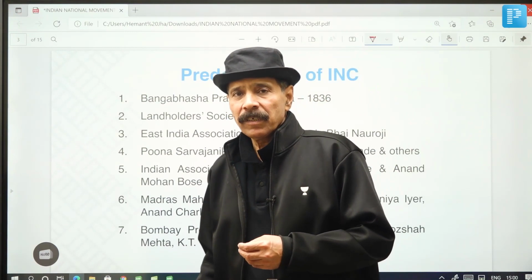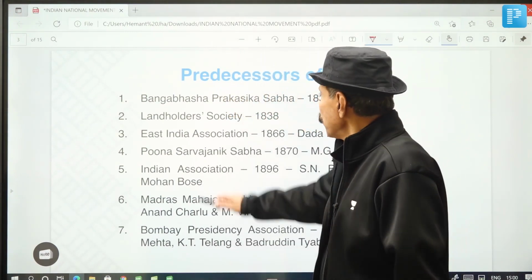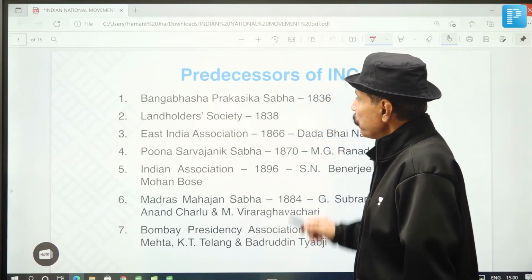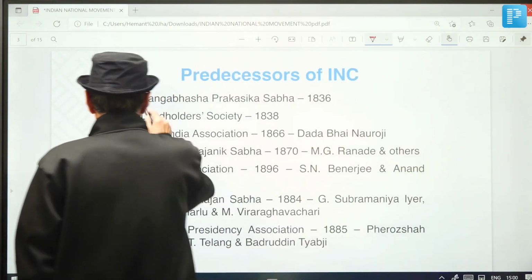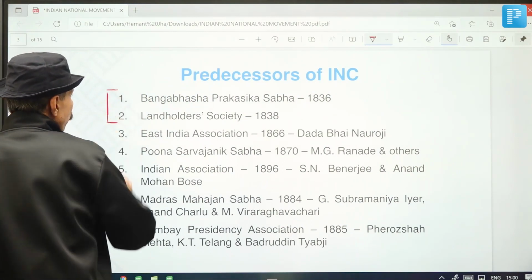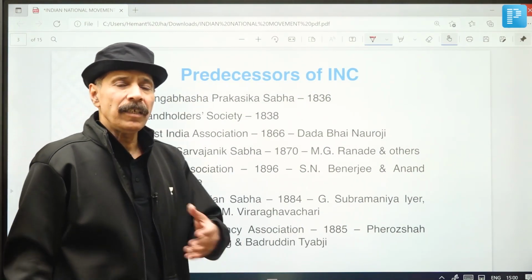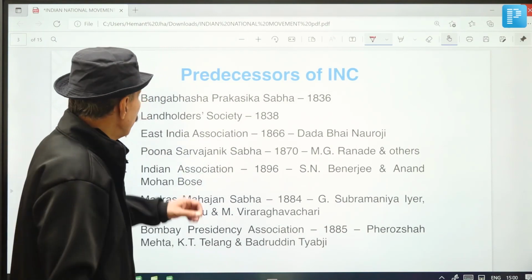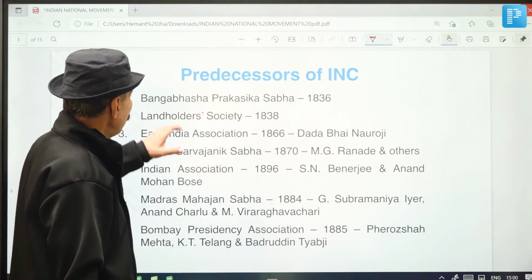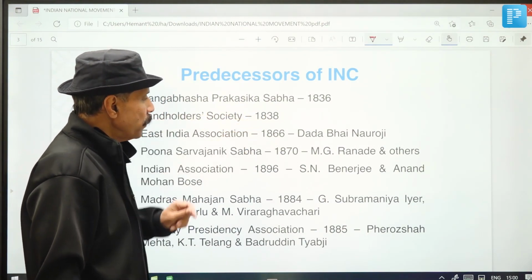I have presented here 7 such political organizations that emerged before INC. Here the first 2 are considered the earliest ones: Bangabhasa Prakasika Sabha 1836 and Landholders Society 1838.